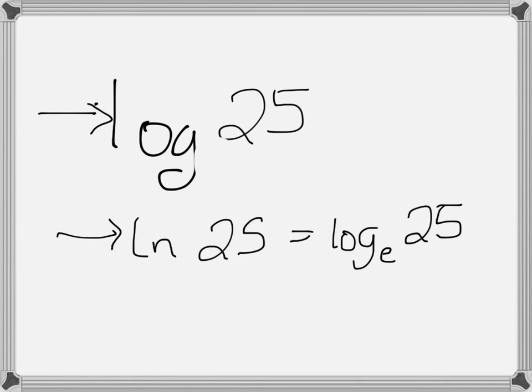So common, if there is no base written, it is understood to be a base 10 because we count in base 10. We count every 10 numbers, repeat the cycle. So our numbering system is already set up for base 10. So that is the reason this is the common log. And the natural log is going with the natural exponential function.